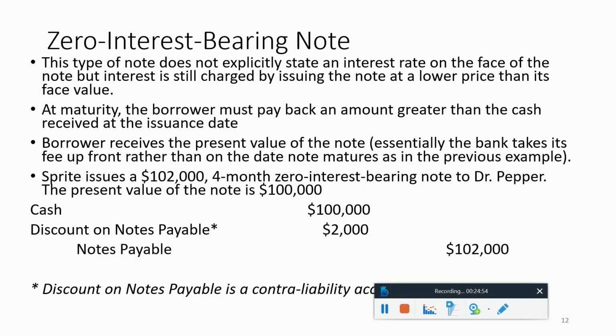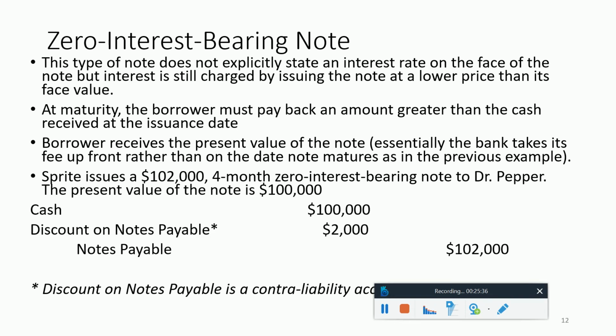And so what our journal entry is going to be, and again, this is from the perspective of the borrower, we're going to debit cash, and instead of getting the 102, we only are going to receive the present value. So we're going to debit cash for $100,000. We're going to credit notes payable, and at the end of this 4 months, we owe the face value of the note back to Sprite. So we're going to credit notes payable for $102,000, and then we don't have a balanced journal entry, so our last component is going to be a debit to discount on notes payable for $2,000.